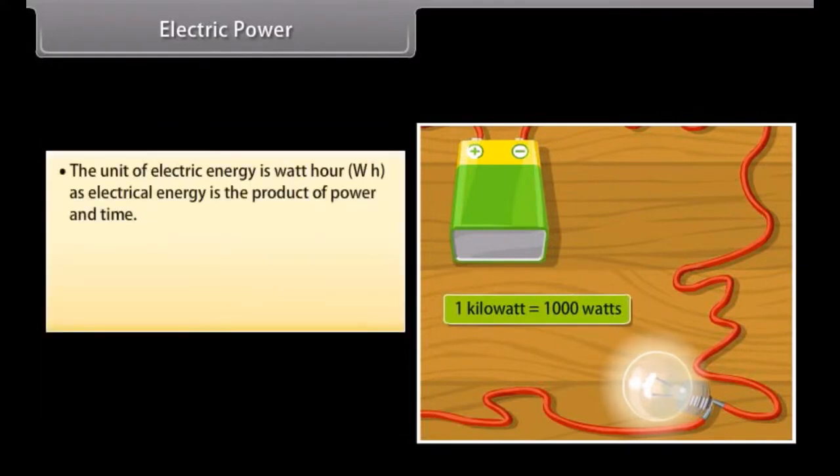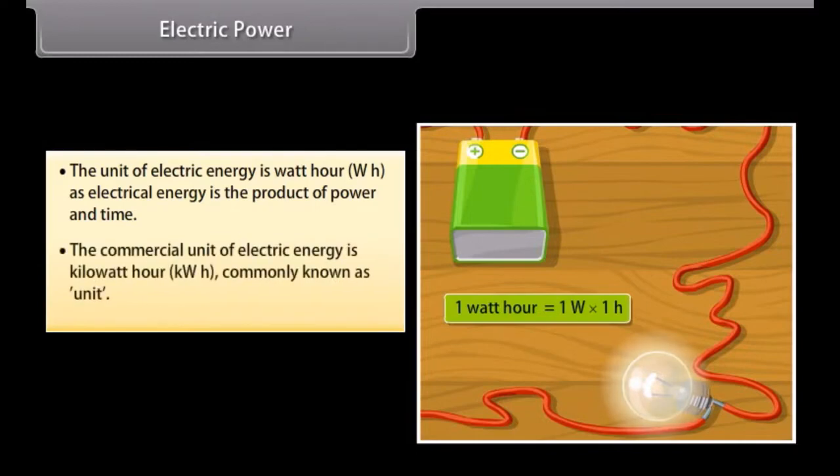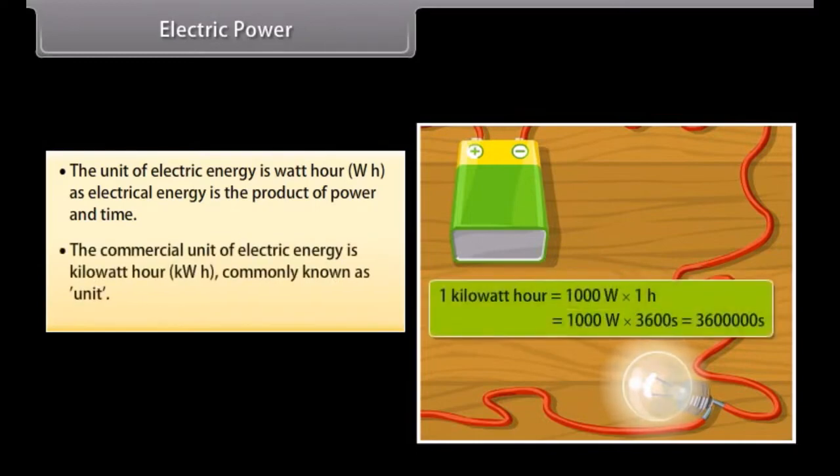The unit of electric energy is watt hour, Wh, as electrical energy is the product of power and time. The commercial unit of electric energy is kilowatt hour, kWh, commonly known as unit.